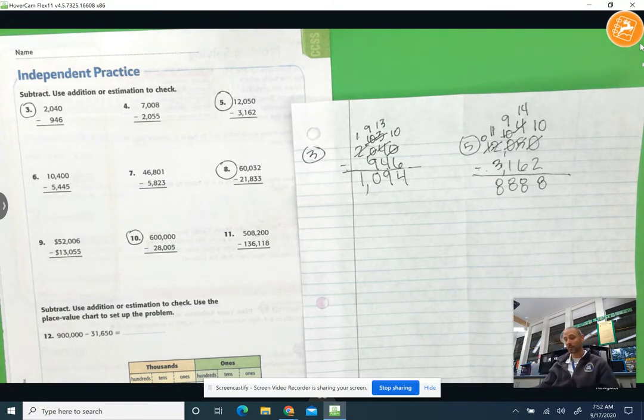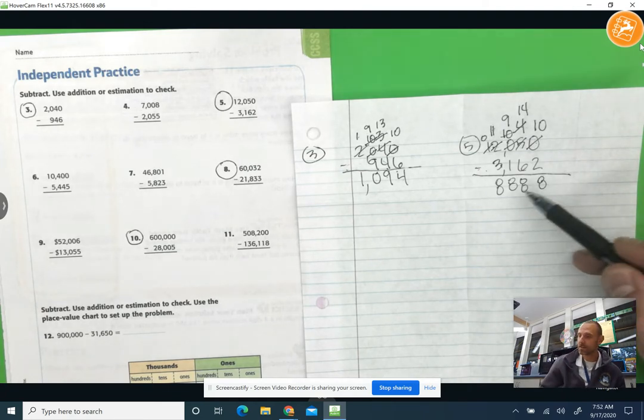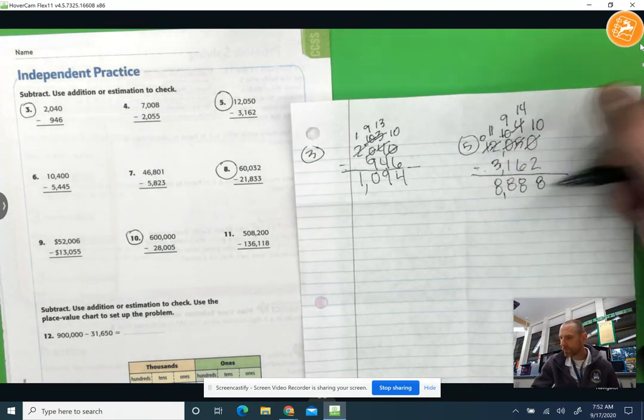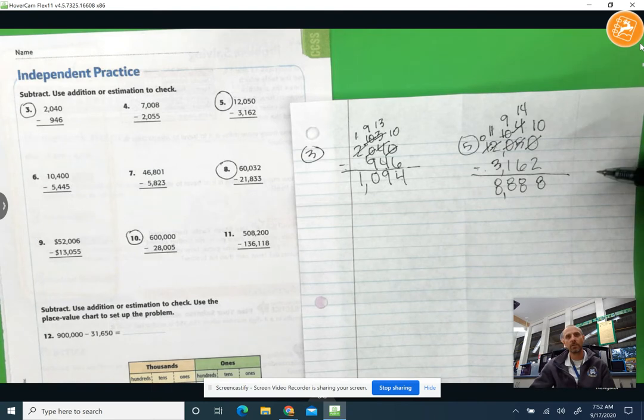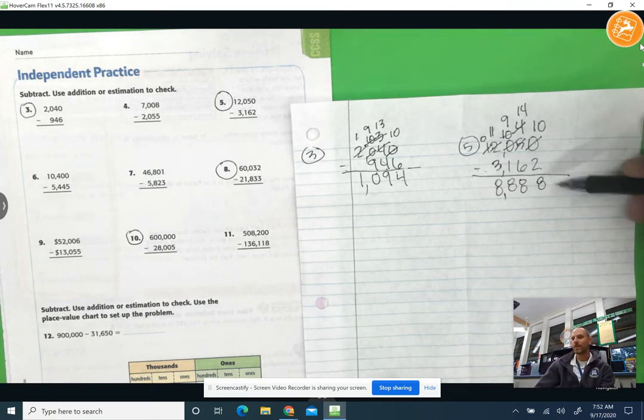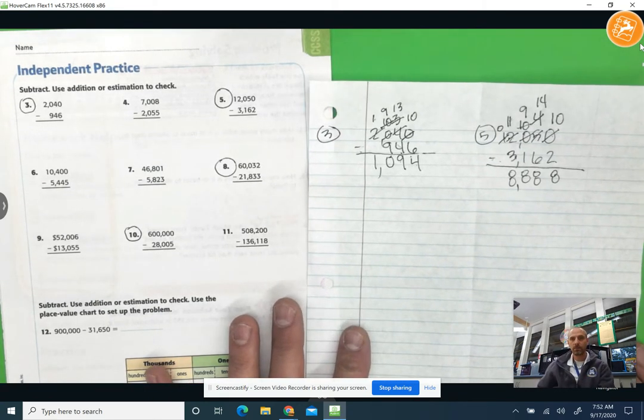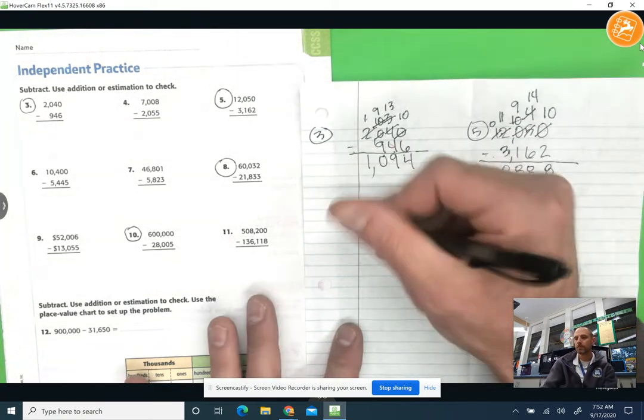Check out that answer. And then we have a 0 in the 10,000s place. Ones, tens, hundreds, comma, 8,888. Alrighty. So let's come on down to number 8.